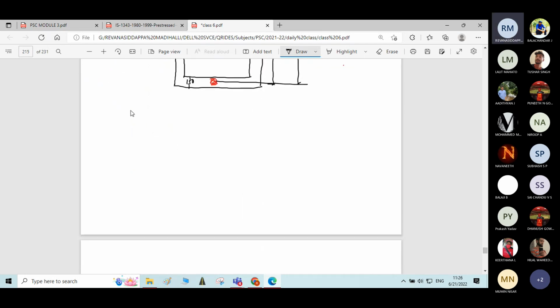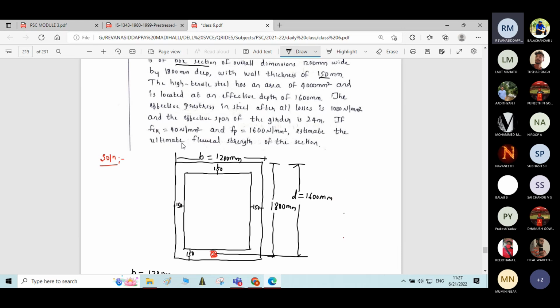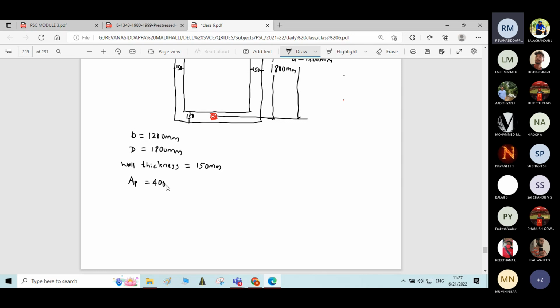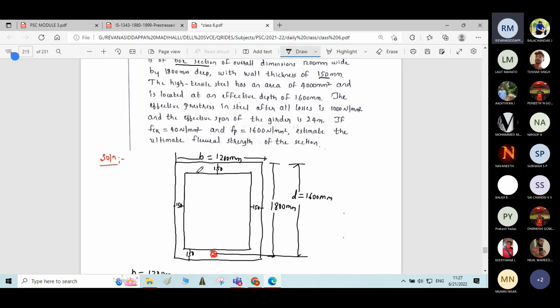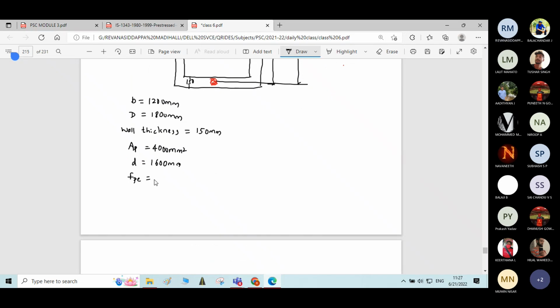Therefore, here the given data is B is equal to 1200 mm. Overall depth is given as 1800 mm. Then wall thickness is 150 mm. Then area of pre-stressing steel is given as how much? 4000 mm square. Then effective depth is given as 1600 mm. Then effective pre-stress after all losses is given as 1000 Newton per mm square. Then length of the beam is given as 24 meter. In terms of mm, it is 24,000 mm.